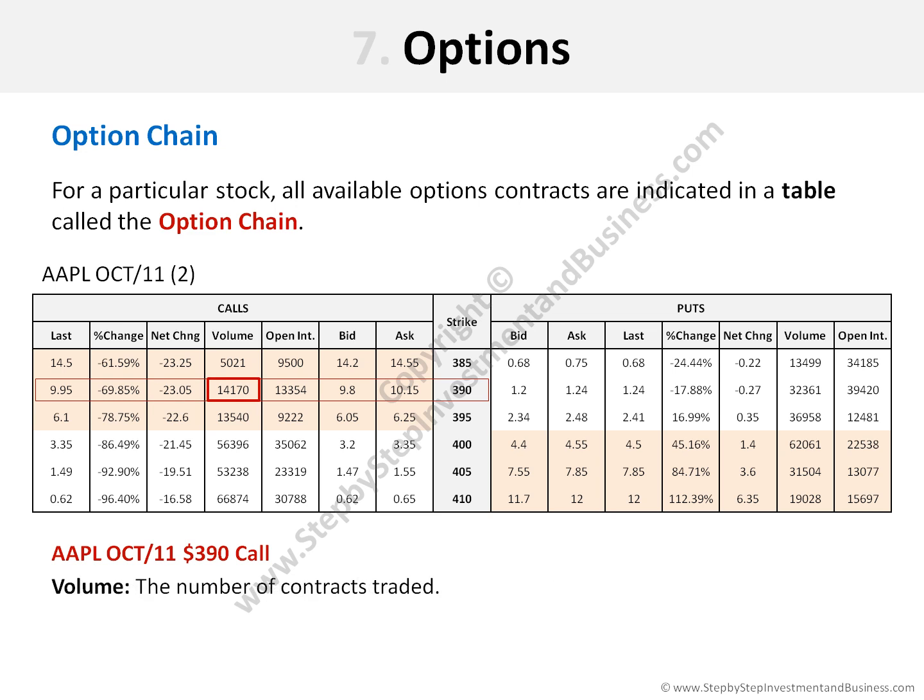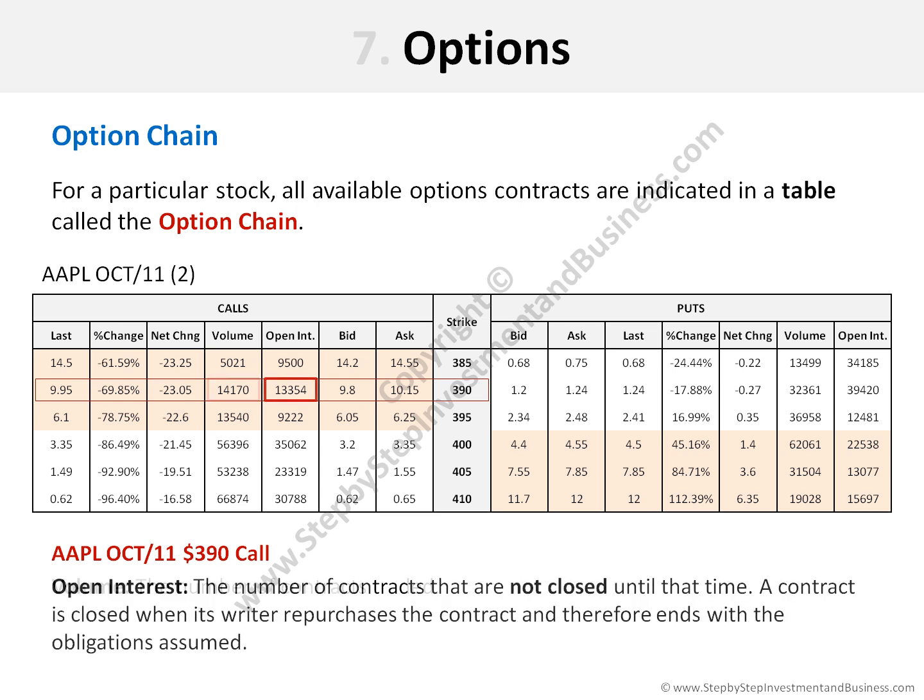In the next column, it is indicated the volume, that is, the number of contracts traded. The next column indicates what is known as open interest, which is the number of contracts that are not closed until that time. A contract is closed when its writer repurchases the contract and therefore ends the obligations assumed.